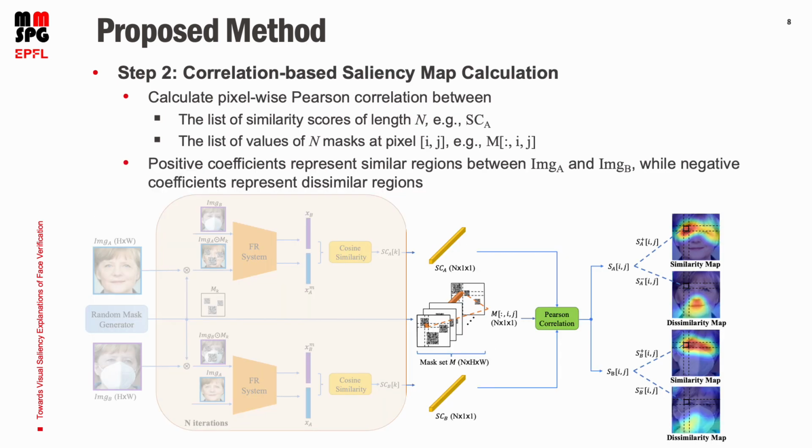In the saliency map calculation step, we perform pixel-wise Pearson correlation between the list of similarity scores and the list of values of masks at pixel ij. This step is calculated iteratively for each pixel of the image, and the correlation coefficient at each pixel is calculated individually. The positive coefficients will represent the similar regions, while the negative values will represent the dissimilar regions. Under this explanation framework, we can obtain both similarity and dissimilarity saliency maps for each input image.